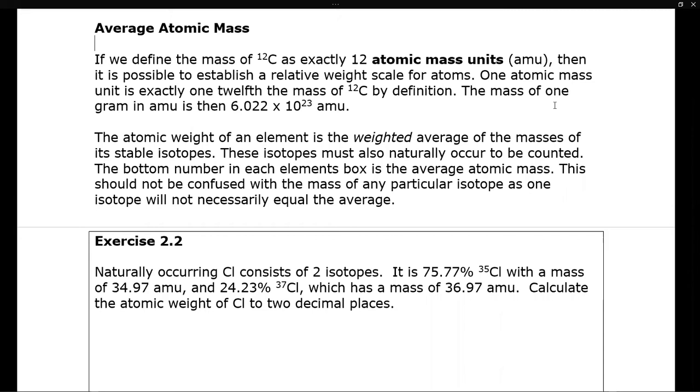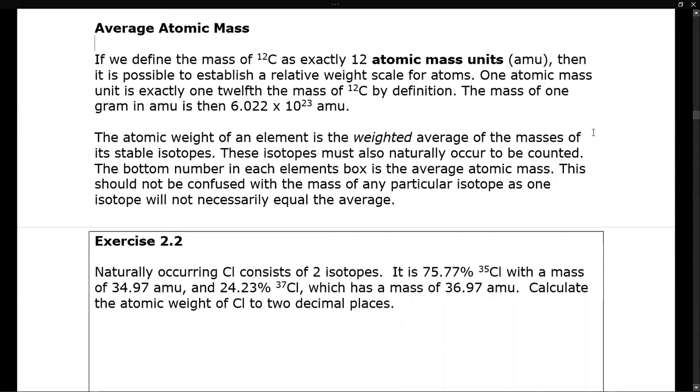The mass of 1 gram in atomic mass units is 6.022 times 10 to the 23rd. From high school chemistry, you should recognize that as Avogadro's number, and it turns out to be a convenient relationship as we move forward. We'll talk about that a little bit more later. In this case, we're going to talk about AMUs of a single atom on average for a particular substance, or element in this case.